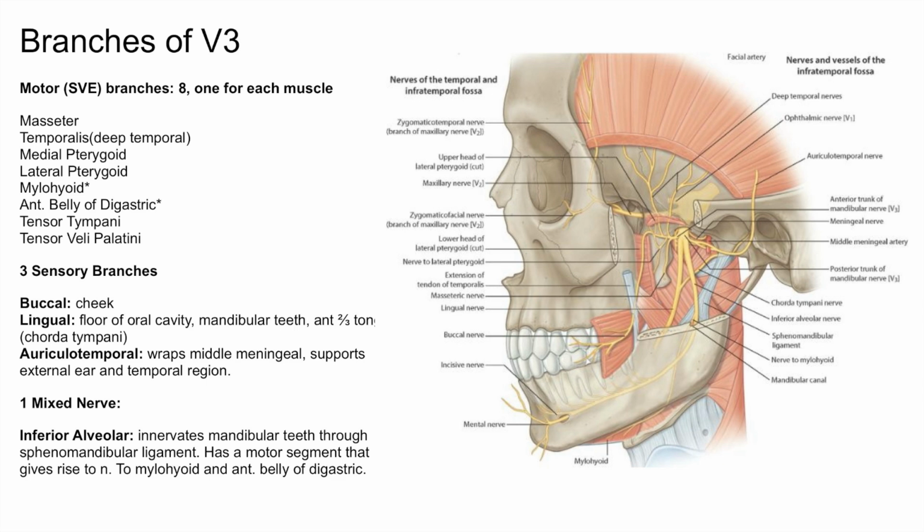We have 3 main branches. We have the buccal nerve, which is purely sensory to supply the cheek, named after buccinator, which is a classic test point because people confuse it with the buccinator muscle, which is actually controlled by the facial nerve, not V3. Okay, so V3 is going to be that sensation. Facial nerve, since it does your facial expression, is going to be controlling your cheeks, right?